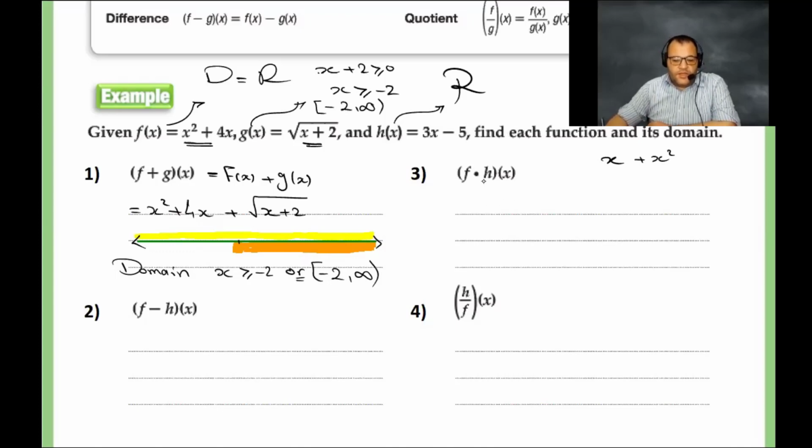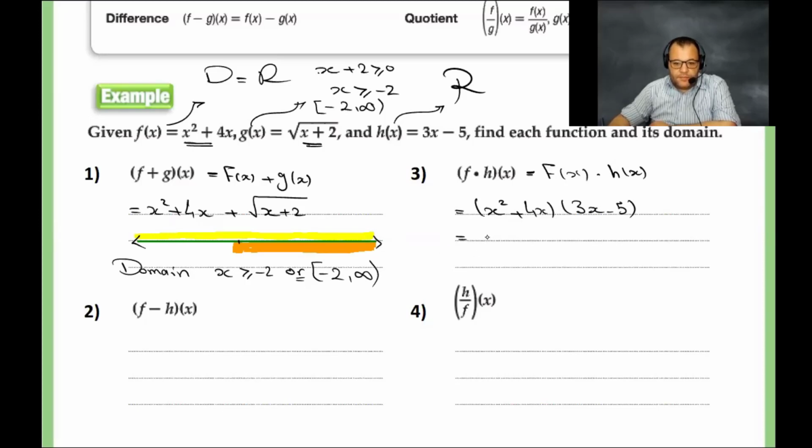Okay, we need to find number 3. What is the meaning of f times g of x? It will be f of x times g of x. So the first one will be x squared plus 4x times 3x root x minus 5. Yes, g of x.